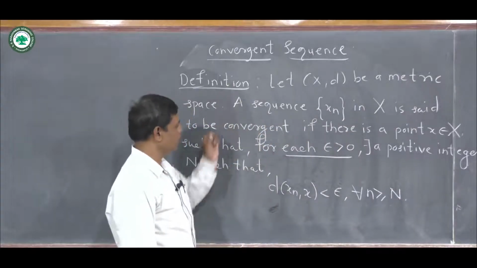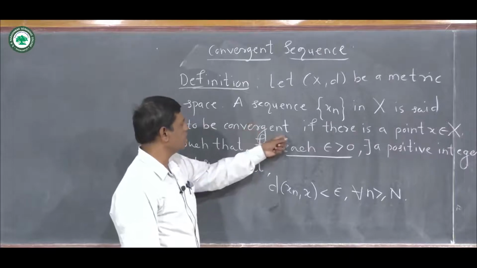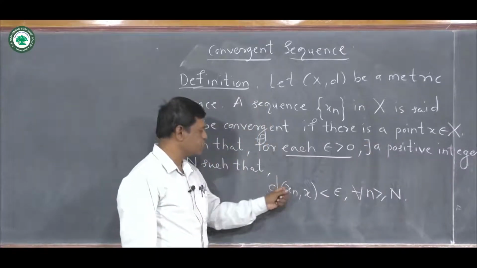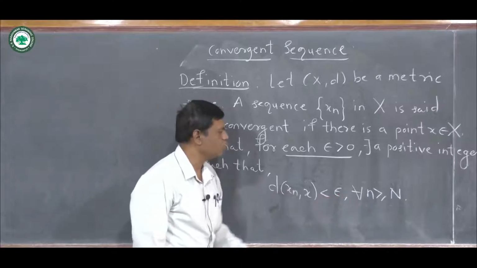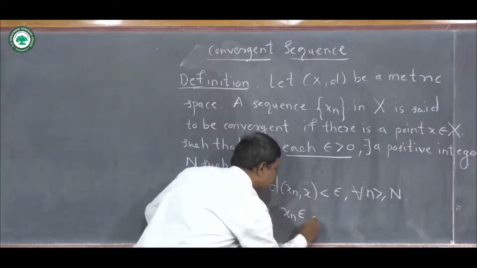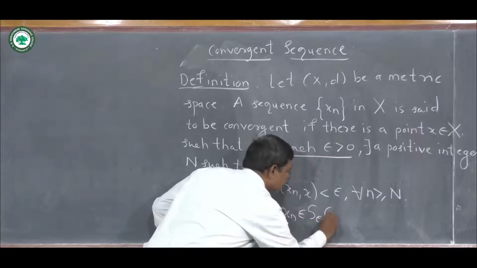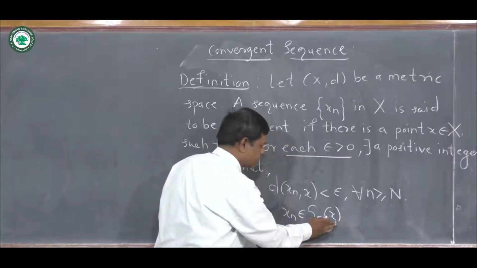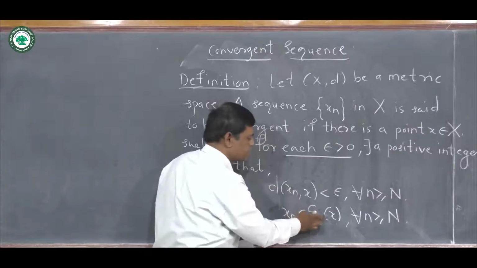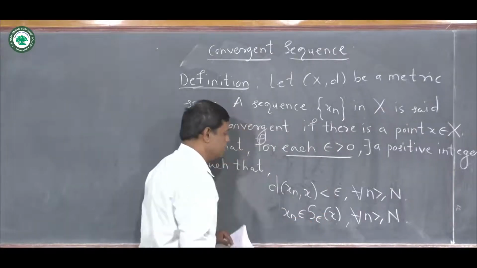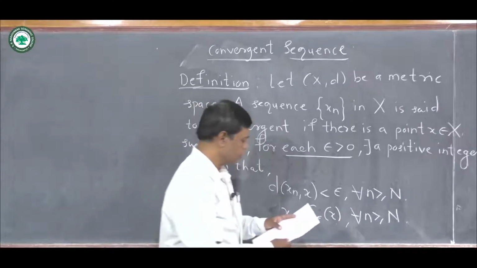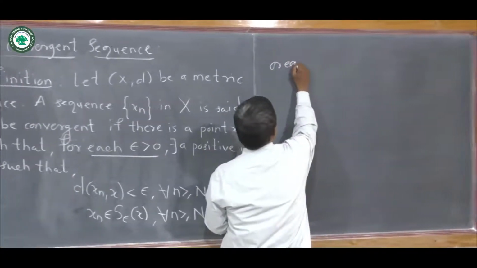So this is the definition of a convergent sequence. When xn is convergent, for each epsilon greater than 0 we have a positive integer capital N such that the distance between xn and x is less than epsilon for all n greater than or equal to N. Using this notation, we can say that xn belongs to the open sphere S epsilon of x for all n greater than or equal to N, where S epsilon of x is the open sphere centered on x of radius epsilon.